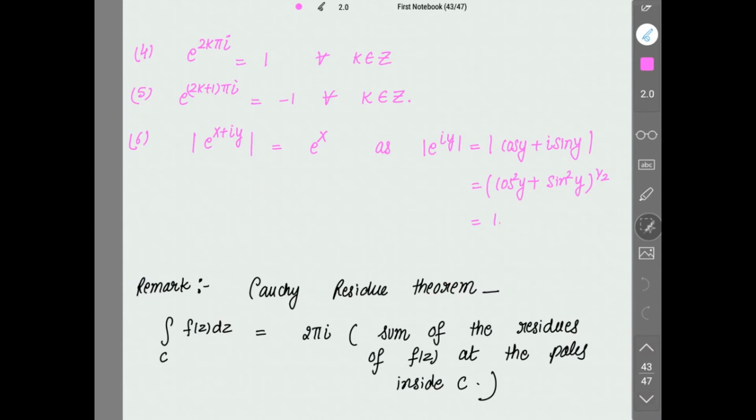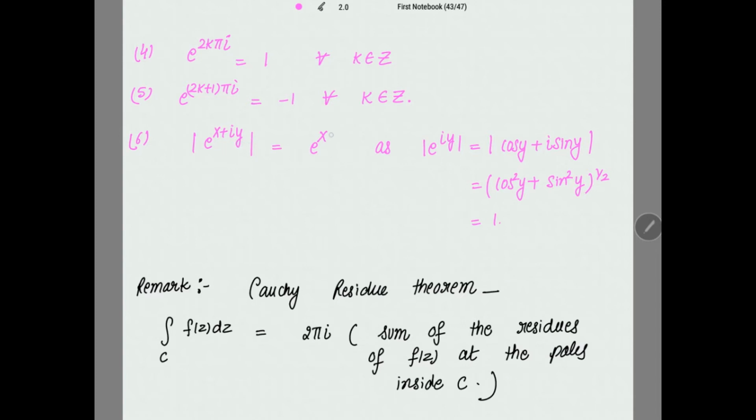Then the fifth one: if you are having even powers, that is e raised to the power 2k pi iota, the answer is 1 for all integers k. Here Z is denoted as the set of integers. And if you are having the odd power, that is 2k plus 1 pi iota, then this is equal to minus 1. Okay.